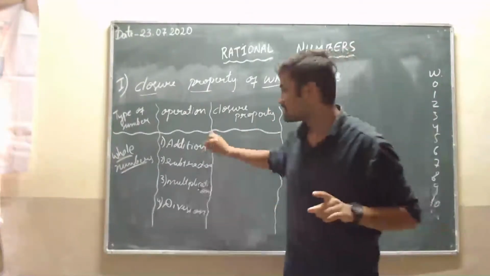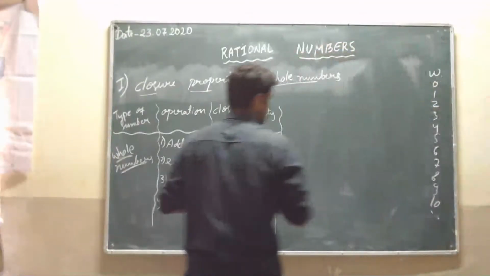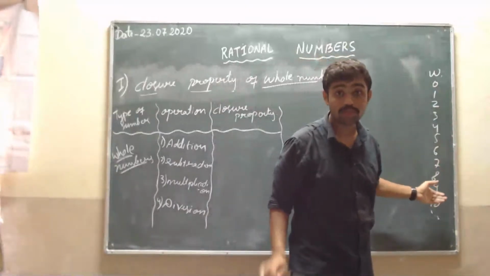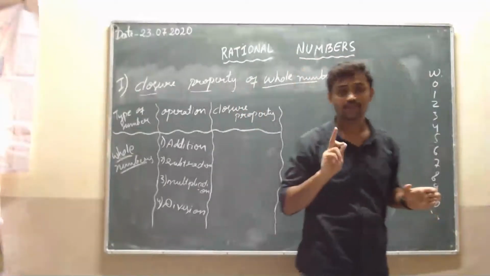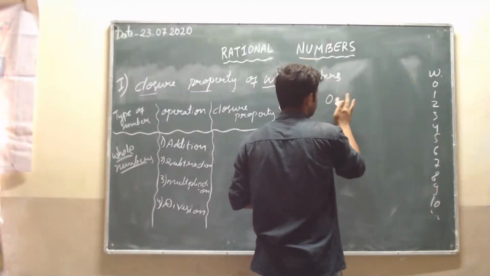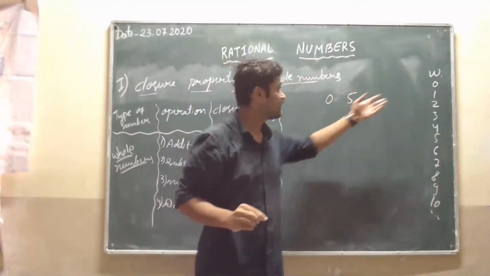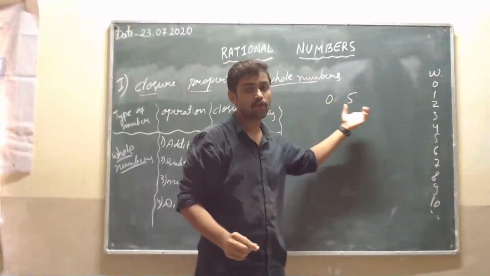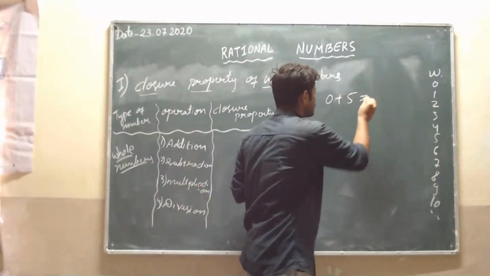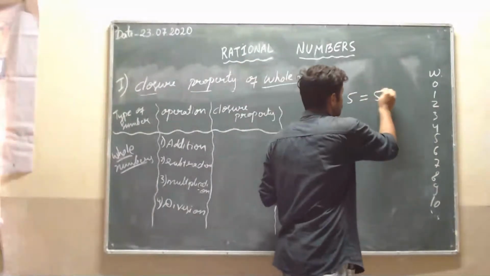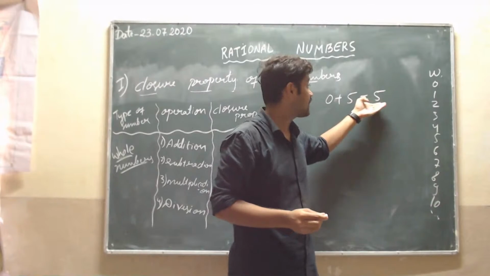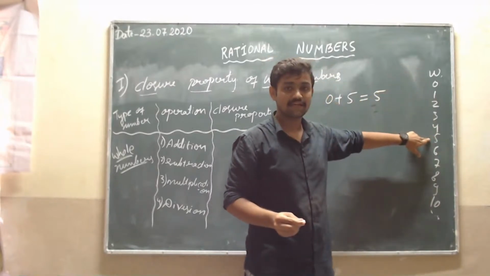First is addition. I will take two examples. Take any two numbers from whole numbers only, because we are studying only whole numbers. It is 0 and 5. These are whole numbers. First operation is plus. What is 0 plus 5? 5. Then 5 is a whole number. Will 5 come under whole numbers? Yes, sir.